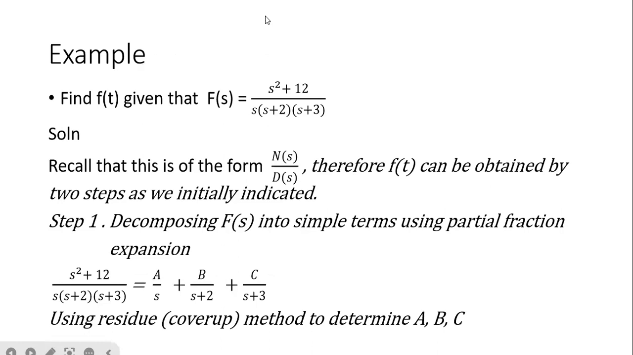So we do the same also for this. We cover up this 2, then multiply this expression by x plus 3. When we do that, we're going to have x squared plus 12 all over x into x plus 2. Then we substitute for x is minus 3.